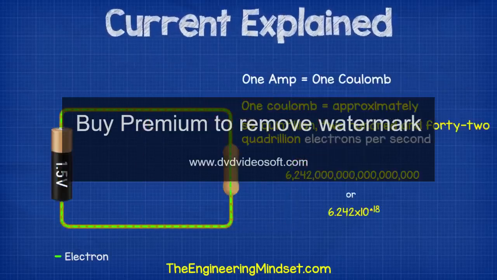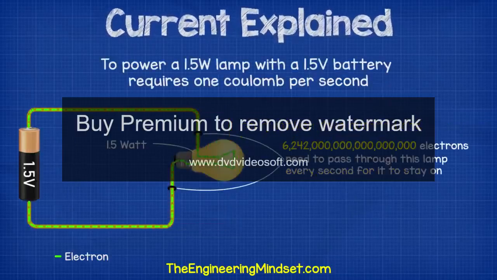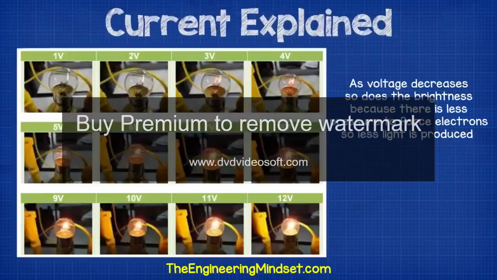1 amp is equal to 1 coulomb per second, and 1 coulomb is equal to approximately 6,242 quadrillion electrons. What does that mean? Another way to look at this is that to power this 1.5 watt lamp with a 1.5 volt battery, approximately 6,242 quadrillion electrons need to flow from the battery and through the lamp every second for the lamp to stay on. If we reduce the voltage, then less electrons will move and the lamp will become dimmer. If we increase the voltage, then more electrons will flow and eventually the lamp will not be able to cope, so it will burst or burn out.